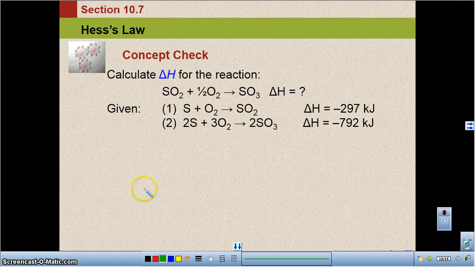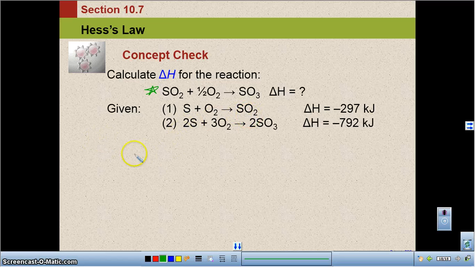Okay, we're going to do one more problem with Hess's Law before you do your problems with your lab partner. And this is the answer that we want to come up with right here: SO2 plus 1/2 O2 yields SO3. And we're going to look at these two reactions and make this reaction out of them. So let's start with looking at our reactants. SO2 is a reactant. Do we have SO2 as a reactant on the left? No, we don't, but we have it as a product.